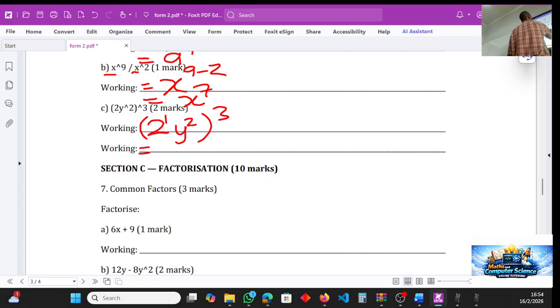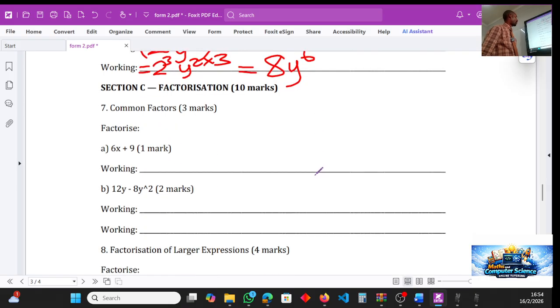So this will come to be 2 to the power 1 times 3, which will be 3. Then we have y to the power 2 multiplied by 3, because 3 will multiply all the powers. And this finally will simplify to, when we say 2 to the power 3, that's 2 times 2 times 2, which will actually give us 8. And the other part, we have y to the power 2 times 3, that will actually give us a 6.